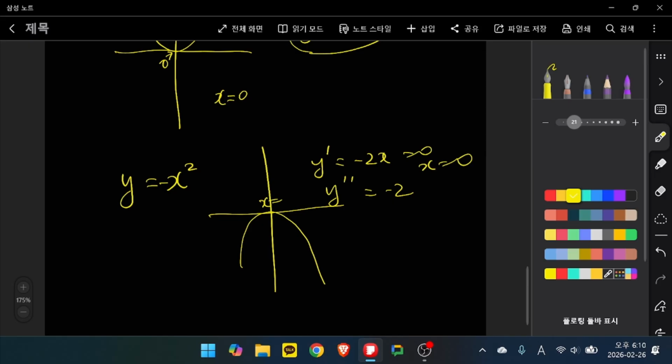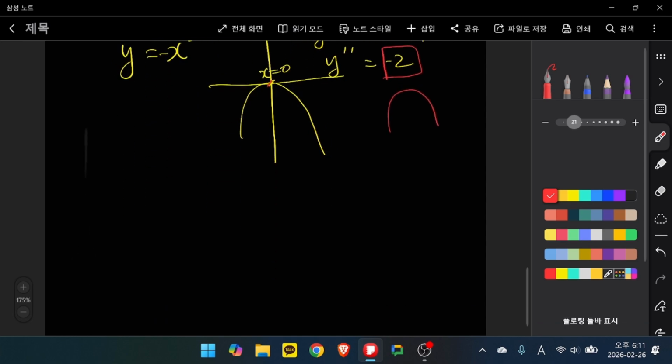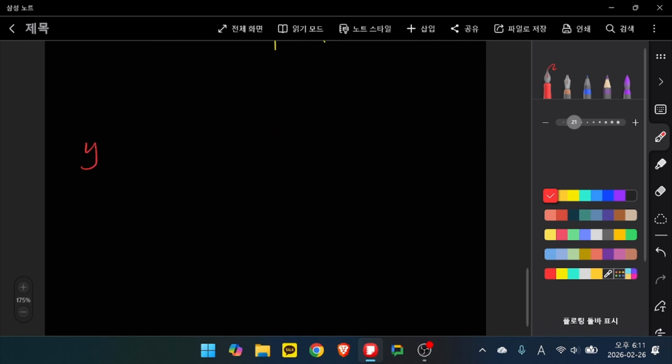X equals 0 is a critical point. And the second derivative is negative. So it is concave down. Let me give you one example.